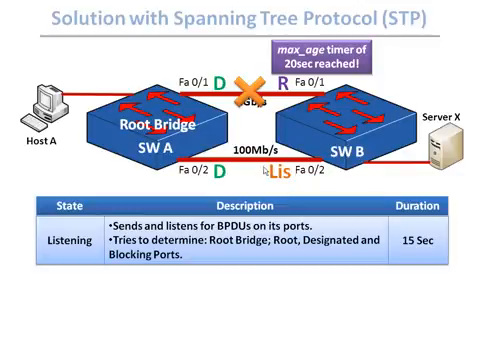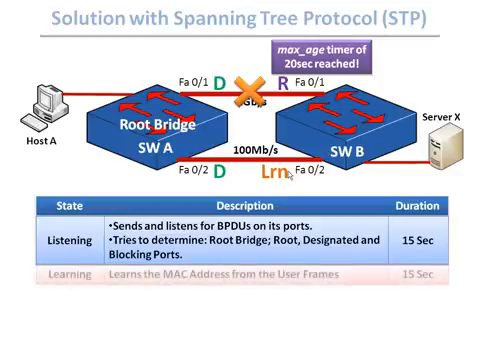Then the switch B will determine that that's its new root port. But again, it will not go to forwarding yet. After the listening state, the port will go into something we know as a learning state.